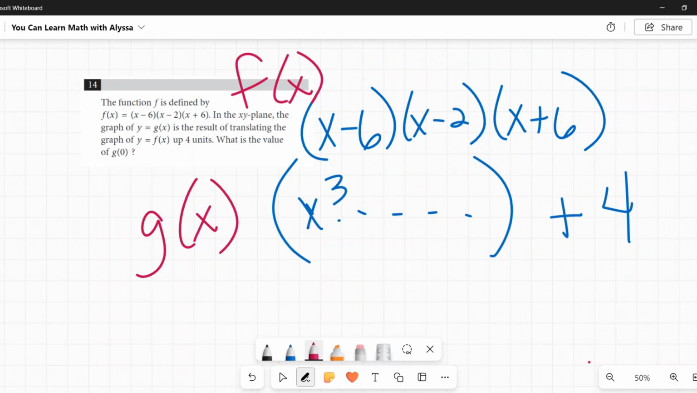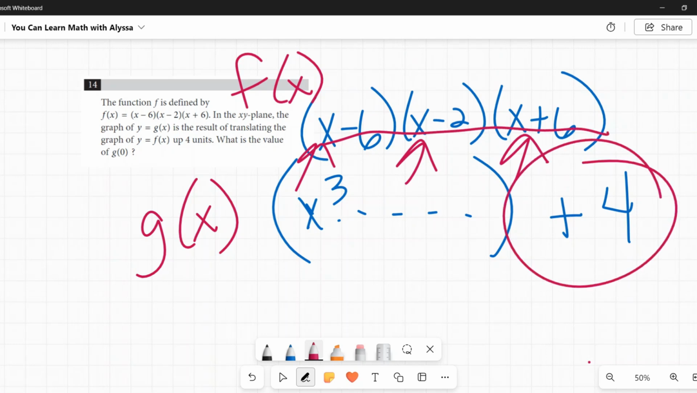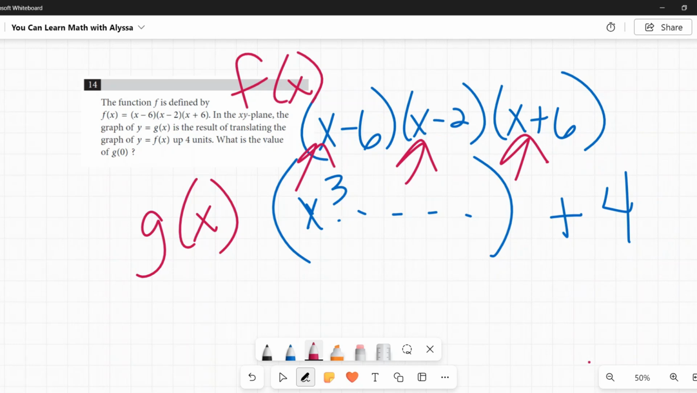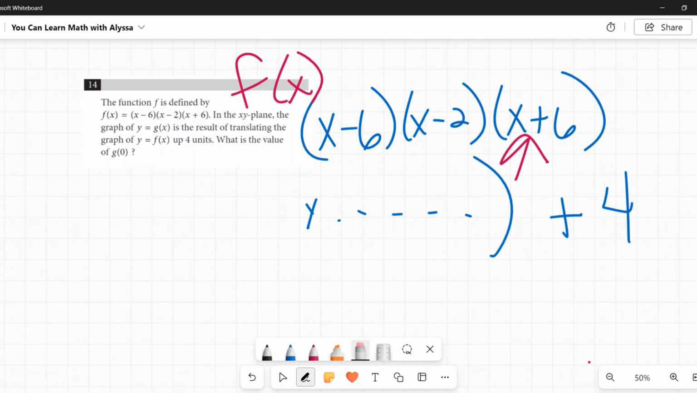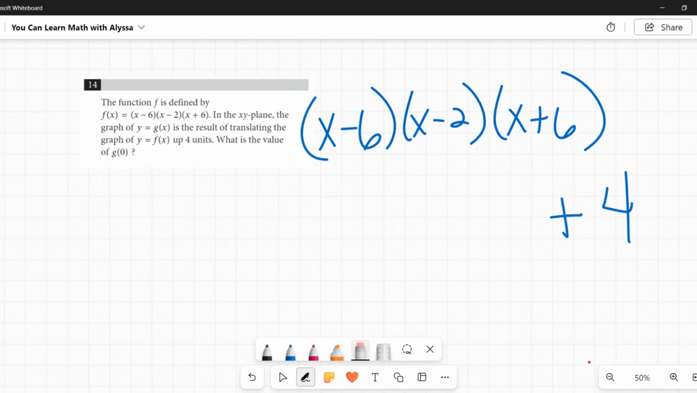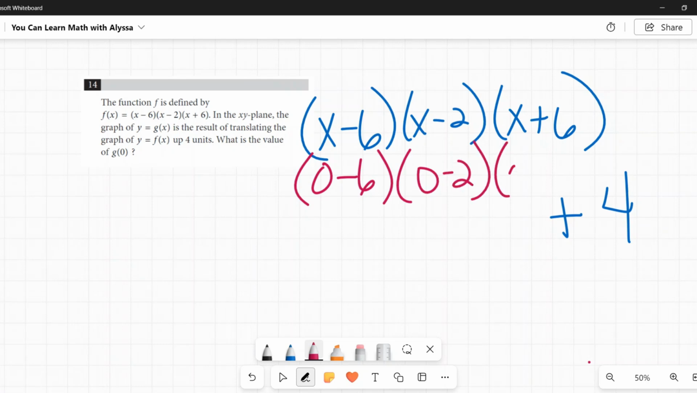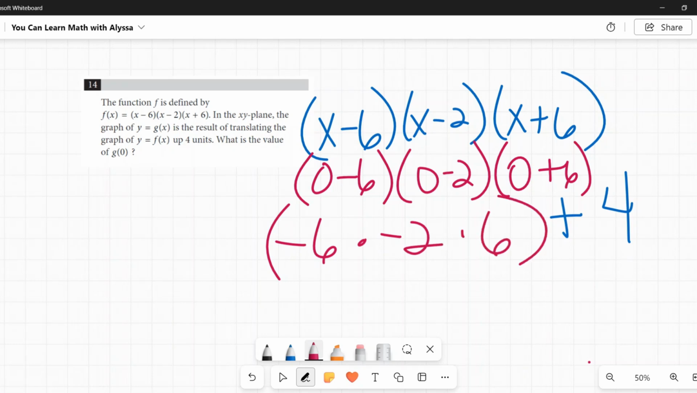So what I can do is I can put 0 wherever there's an x here, do this math, and then add 4, and I'll get my answer. So let's do that. First, I have 0 minus 6. Then I have 0 minus 2. Then I have 0 plus 6. 0 minus 6 is negative 6. 0 minus 2 is negative 2. 0 plus 6 is positive 6.